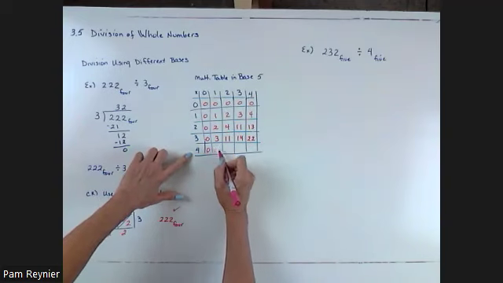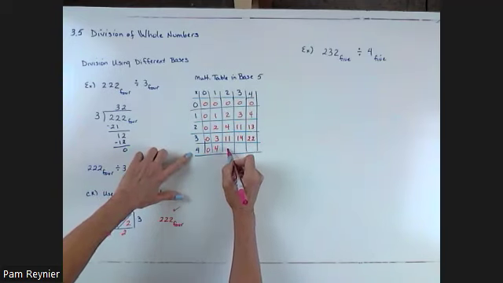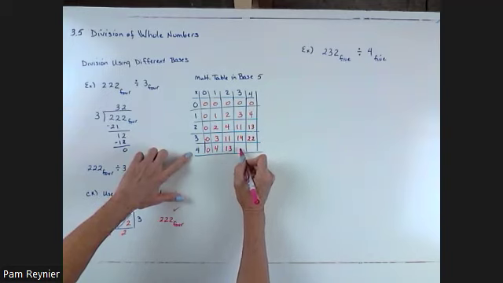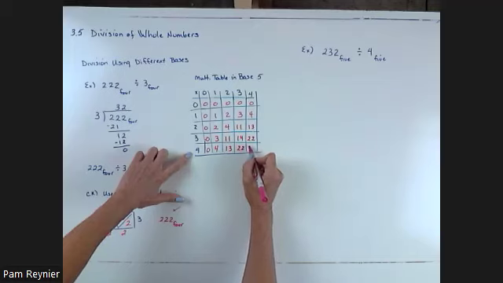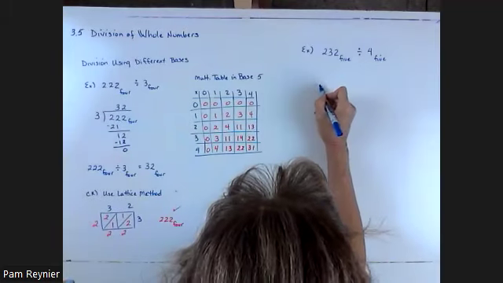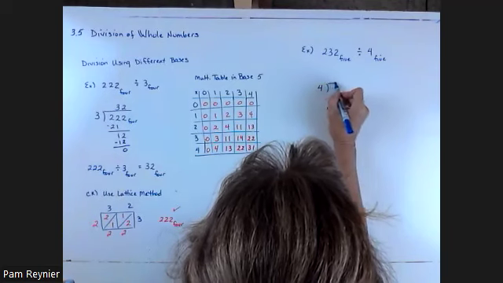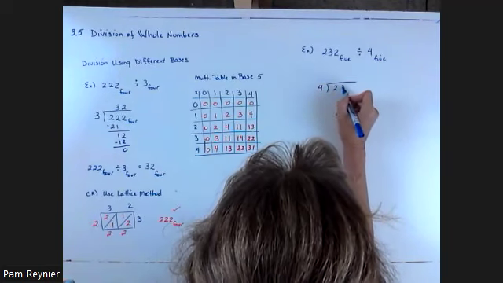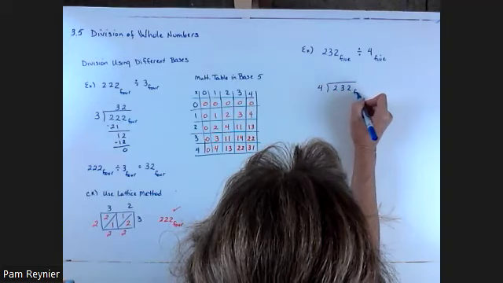4 times 0, 4 times 1, 4 times 2 is 8. 4 times 3 is 12. 4 times 4 is 16. So now that we have that table, you can pause, of course, at any time, to catch up. Now let's look at our division. We want to know how many 4s will divide into 2, 3, 2 base 5.